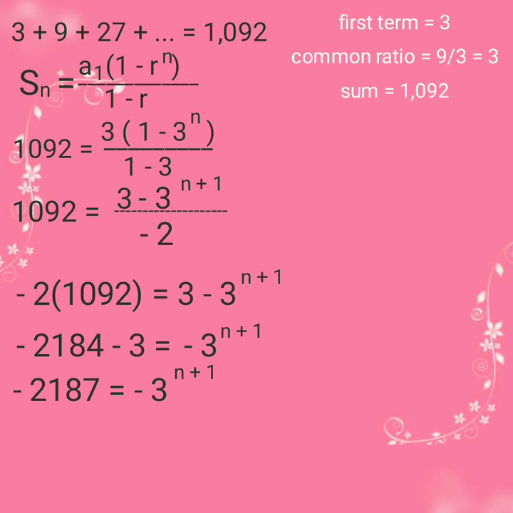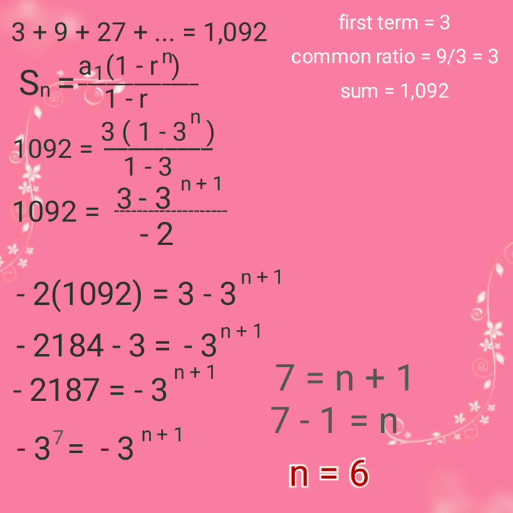Negative 2,187 is equivalent to negative 3 raised to 7. The working equation is negative 3 raised to 7 is equal to negative 3 raised to n plus 1. To solve for n, we have n is equal to 7 minus 1, and 7 minus 1 is equal to 6. Therefore, the number of terms to have a sum of 1,092 is 6.